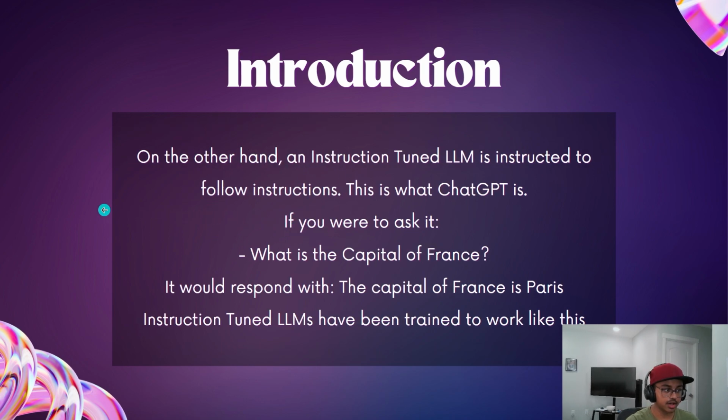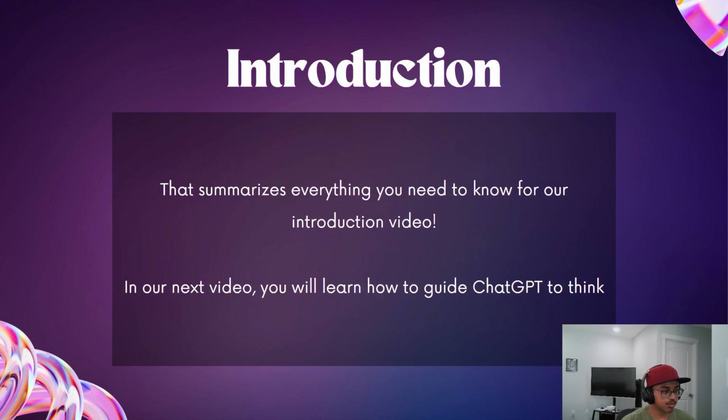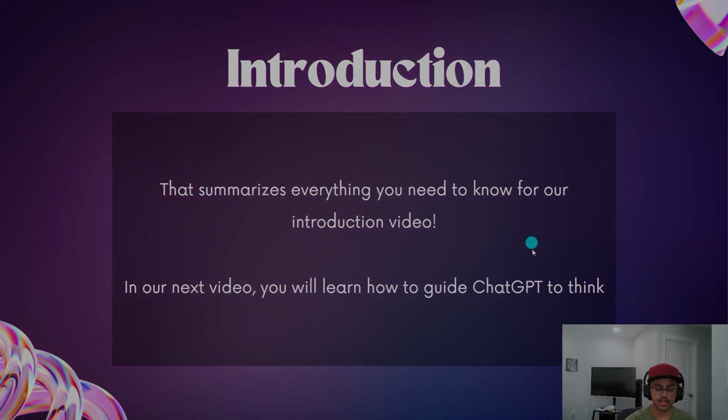On the other hand, an instruction-tuned LLM is instructed to actually follow instructions. And this is what ChatGPT actually is. So if you were to ask it what is the capital of France, it would respond with: the capital of France is Paris. Instruction-tuned LLMs have been trained to work like this, just like how ChatGPT has been trained to give answers like this. That summarizes everything you need to know for our introduction video. In our next video, you're going to be learning how you can guide ChatGPT to think.